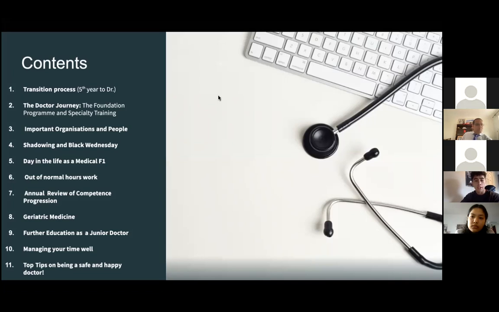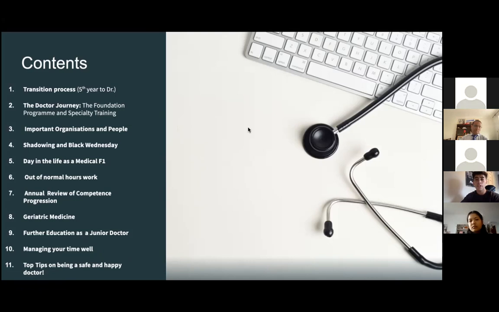And then a bit about the ARCP, so how I progress further up the rungs of the ladder as a doctor. Then a little bit about my current rotation in geriatric medicine and what I've seen so far. It's only been 3 months, but I've seen a fair bit already. A little bit more about further education as a junior doctor. And then the last two slides are going to be about managing your time and top tips for being a safe and a happy doctor.